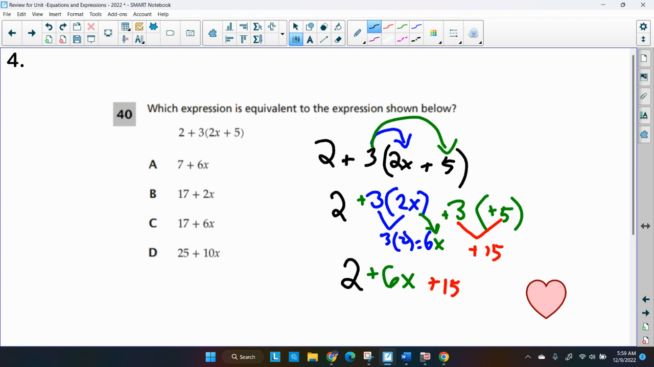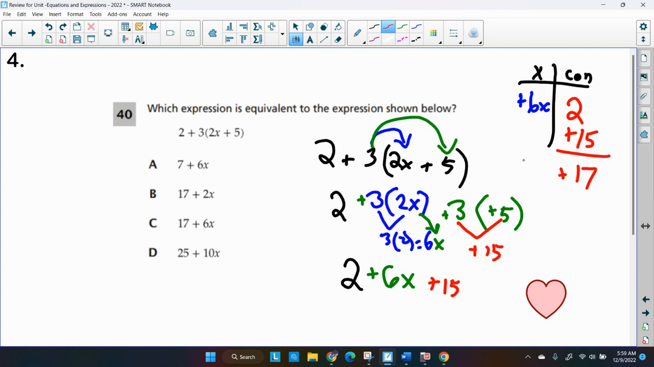Now, as we did with our column, we have our x's and we got our constants. Let me put my x's in there, which is my plus 6x. And let me put my constants in there. I have a 2. And I have a plus 15. By the way, 2 plus 15 is plus 17. So I have a 6x plus 17. And that's choice C. 17 plus 6x, they wrote it backwards, which they're allowed to do with their expressions. So there's our answer for number 4.